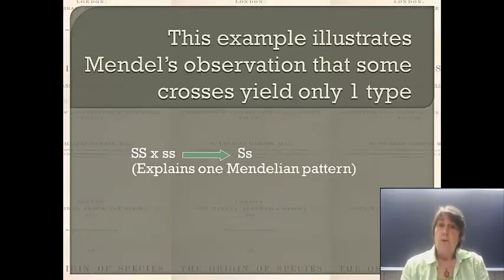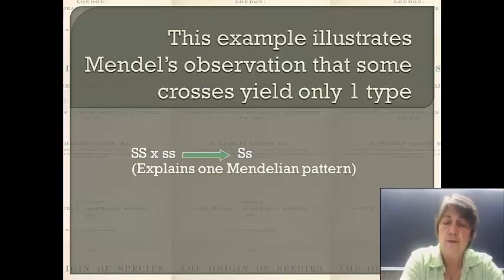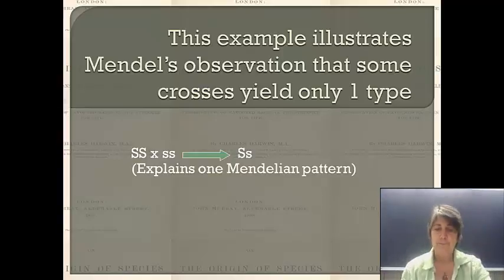This example is one of the 2 patterns that Mendel found over and over again. And when he studied crosses made by true breeding parents for all of these 7 traits, he always got 100% dominant phenotypes in the offspring. The only way this can happen is if one parent is homozygous dominant and the other is homozygous recessive. This will give you all heterozygotes in the offspring, all showing the dominant trait. So this explains the first Mendelian pattern.